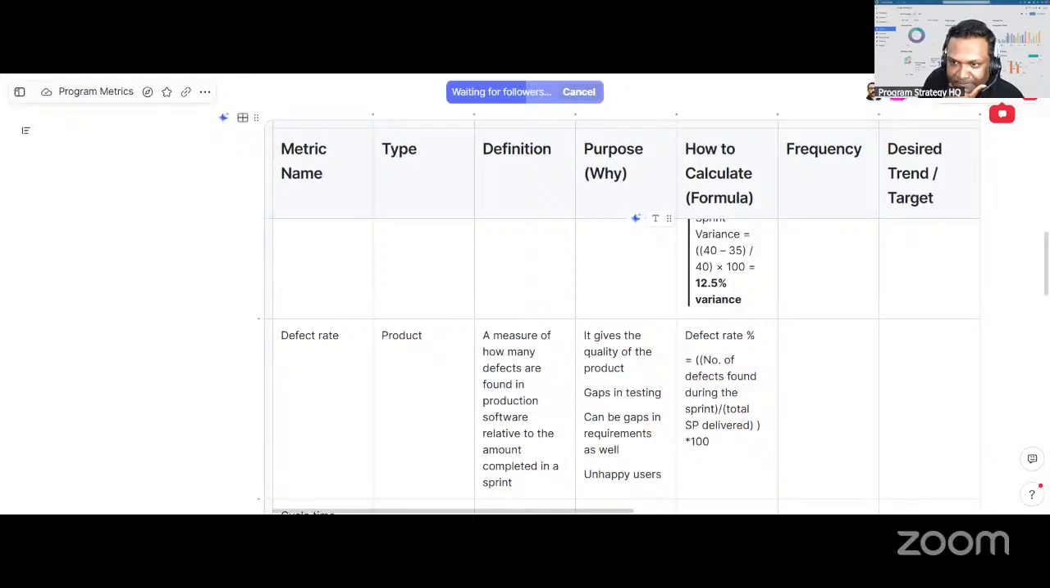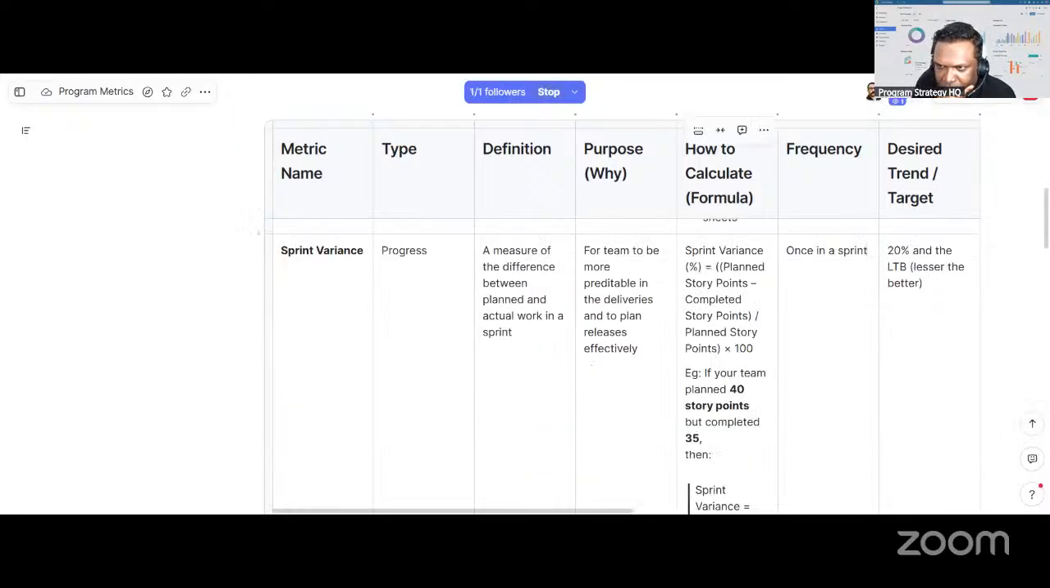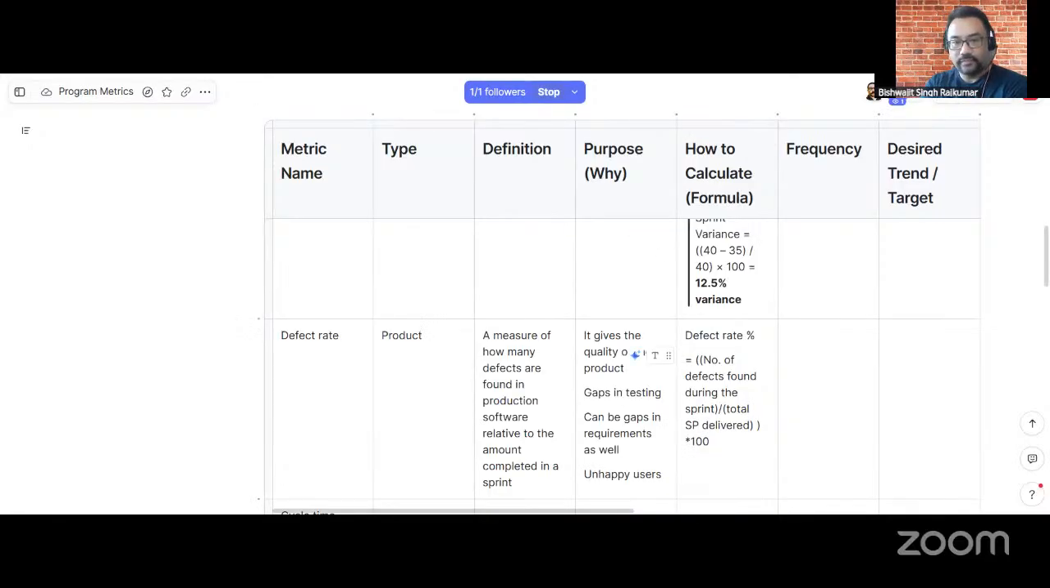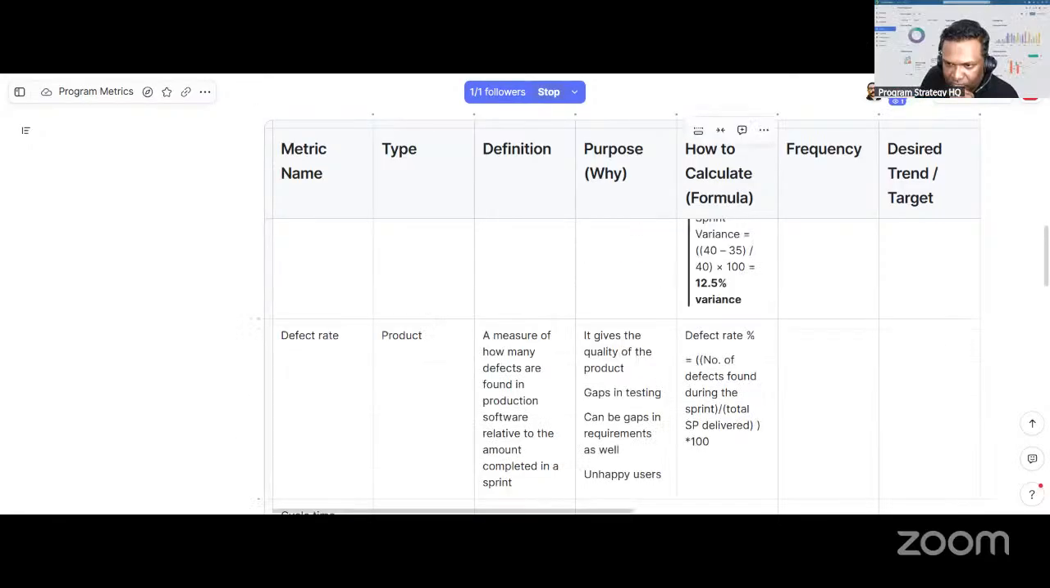Okay, so you can see my screen, right? Okay, defect rate. This is what you added. Yeah, defect rate I added there. Okay, number of defects found during the sprint by total story points delivered. This is what I'm seeing.